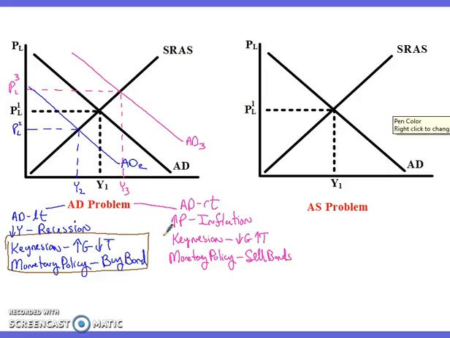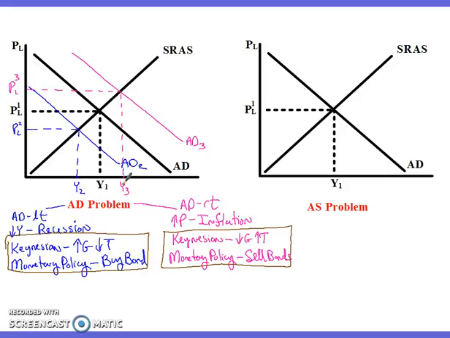So these would be the aggregate demand solutions to the aggregate demand problem of inflation. How do I know it was an aggregate demand inflation problem? Because when prices went up, the GDP was also going up. That's how I knew that it was an aggregate demand problem.